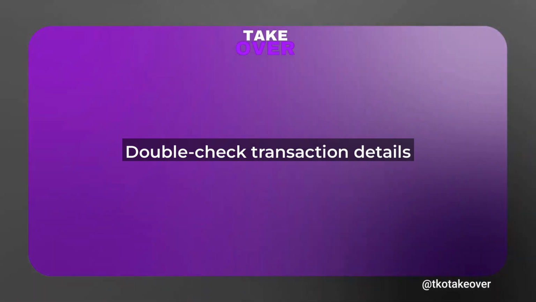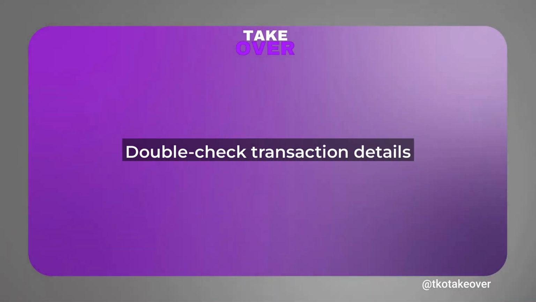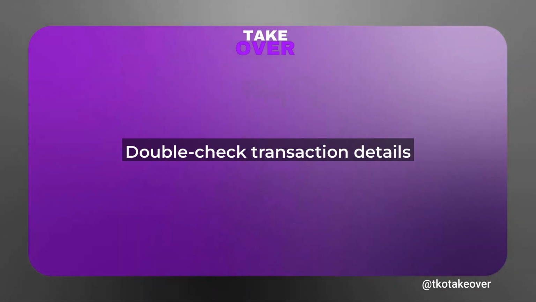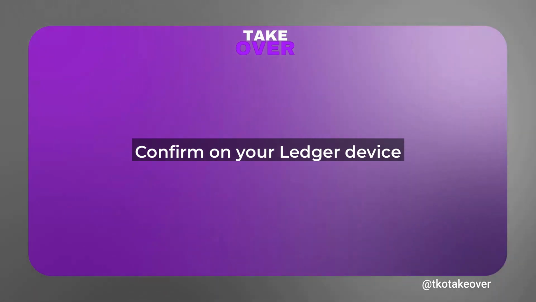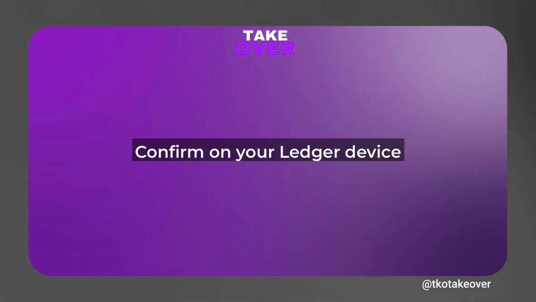Enter the amount you want to transfer, making sure to leave room for network fees, which can vary. Once you're good, approve the transaction on your exchange and then confirm it on your Ledger device by checking the details on the screen. And just like that, your USDT should appear in your Ledger wallet shortly.